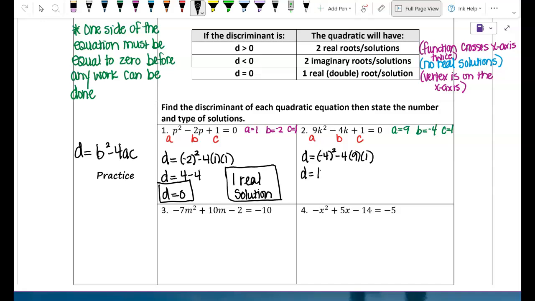-4 squared is 16. -4 times 9 is -36 times 1 is -36. So my discriminant equals 16 minus 36. So 16 minus 36 is -20. So my discriminant is -20. So how many and what type of solution do I have if my discriminant is less than 0? Two, and I know the word roots is there. Usually we'll just say 2 imaginary solutions.